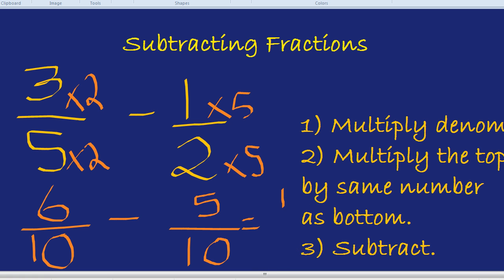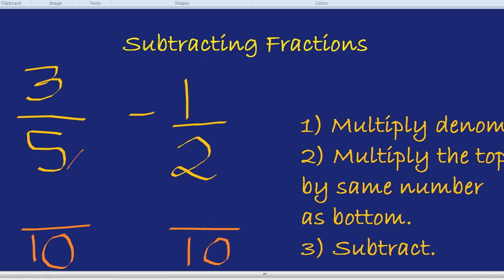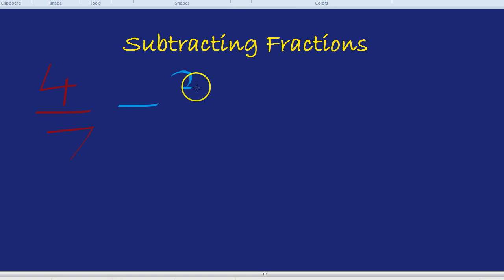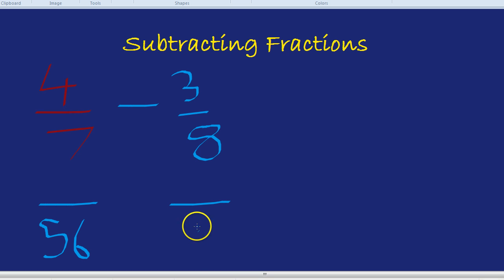Right, let us do another example. How about if we had 4/7 take away 3/8? Well, to get a common denominator, we multiply the bottom lines. 7 times 8 is 56. I like writing it underneath, it helps me visualize what I'm doing. So both are now going to be over 56.